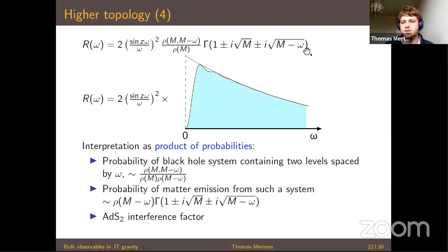Qualitatively, it's like the genus zero effect gets multiplied by the probability of this chaotic system to emit the quanta to begin with. So that is one probability factor. Then you have the probability of the matter emission on its own from such a system, which is qualitatively similar to what we had in the disk. And then, of course, this interference factor again.